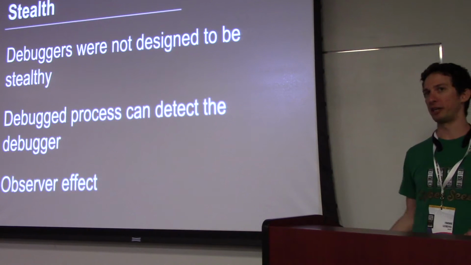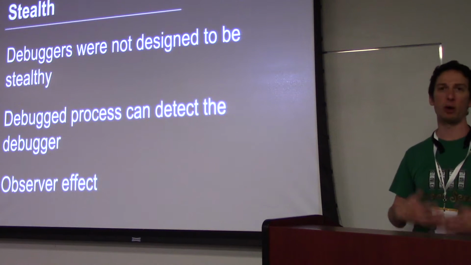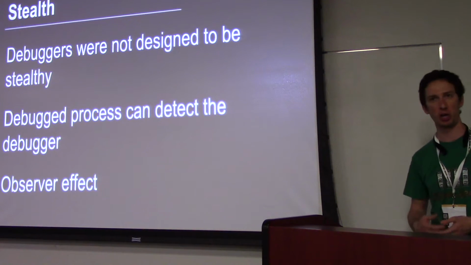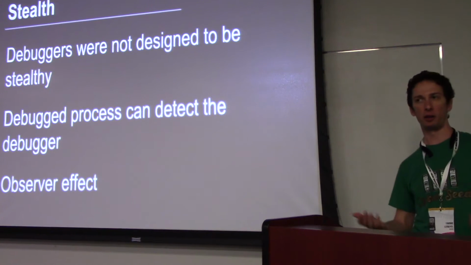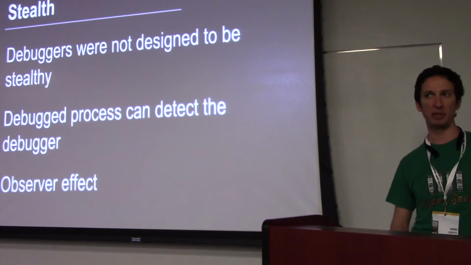So if malware can detect that you're monitoring it, then you have the observer effect. It's going to change its behavior. So how can you effectively observe the behavior of a binary without giving off the signs that it's being observed?